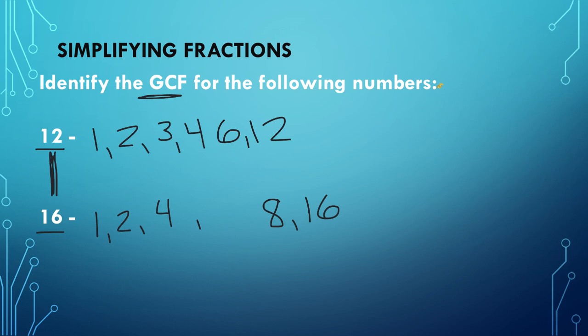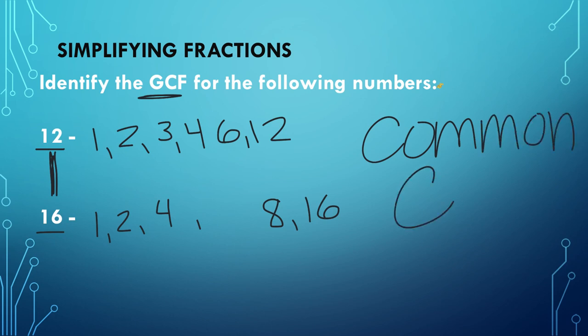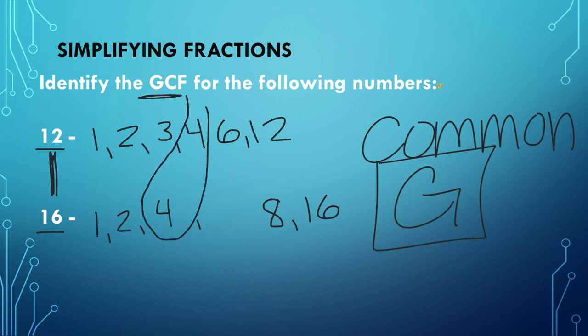I left a lot of space, just making sure we have enough room to work. Now I try to think, which one do they have in common? Which one do they share that is the greatest, the big G? We can see the greatest one they share is 4. Yes, they share 2 and 1, but that's not the greatest. We want the greatest common factor. So for 12 and 16, we get 4. If you're wondering why we're covering this, it's going to get us into simplifying our fractions. This is a refresher before we start to simplify.